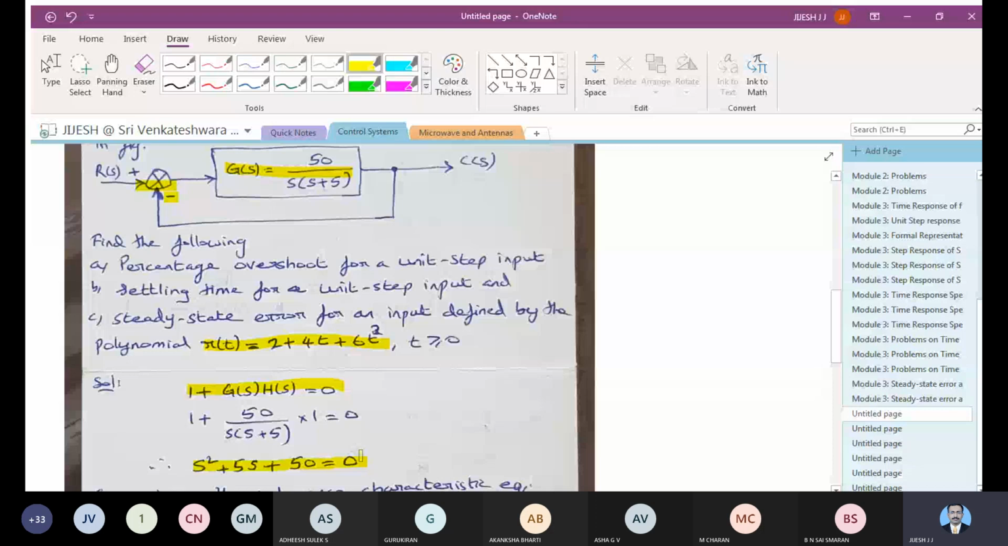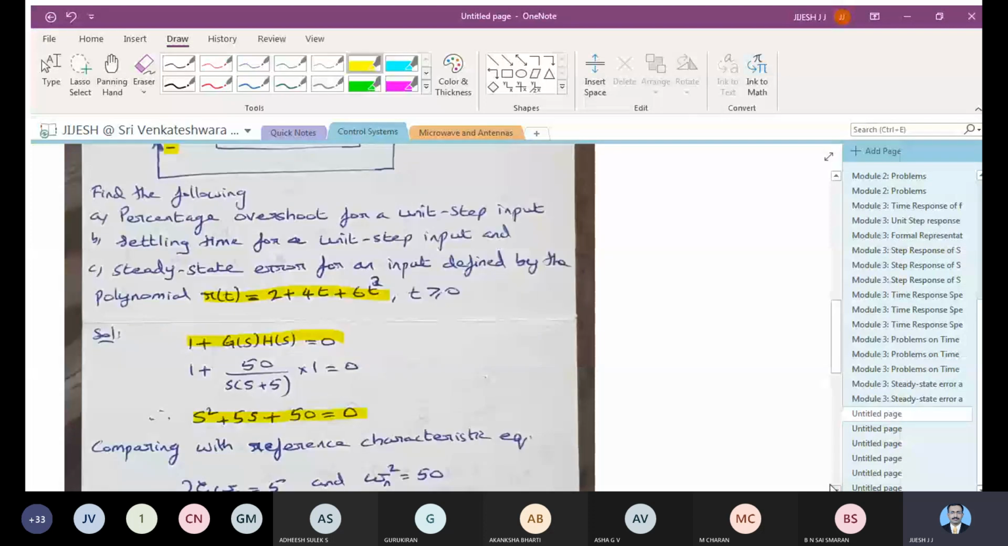Further, we have to find out the percentage overshoot. For that, we compare this equation, s square plus 5s plus 50 equal to 0, with the characteristic equation. What is the characteristic equation? s square plus 2 zeta omega n s plus omega n square equal to 0. All of you know that. If you don't know, write down the characteristic equation s square plus 2 zeta omega n s plus omega n square equal to 0.